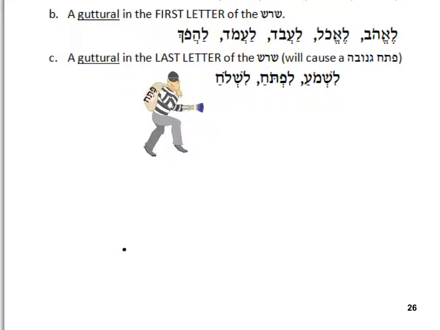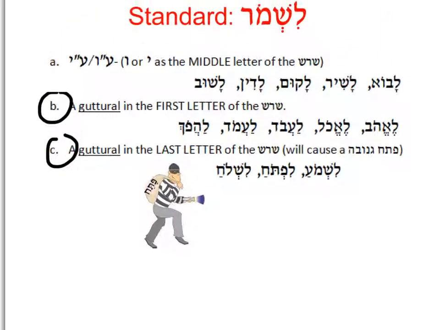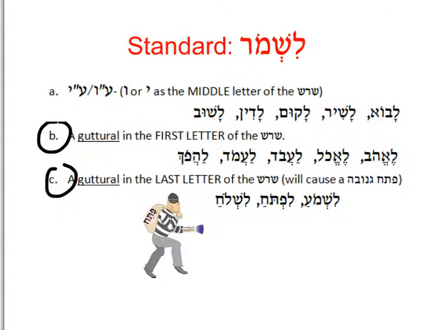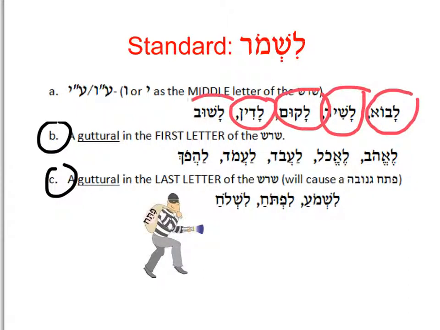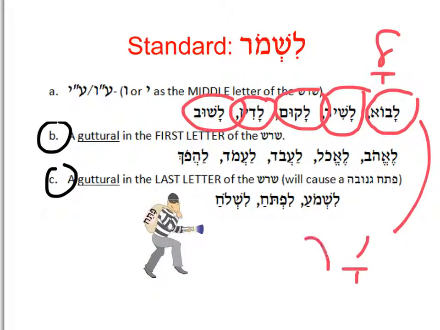So now we can grow our chart even more. So we go beyond just the gutturals. And now we can look at ayin vav and ayin yud, right? You could see lavo, lashir, lakum, ladin, lashuv, right? Everything stays the same with the shoresh. I just add that la before it, similar to what I had for future tense, ya, ta, etc.